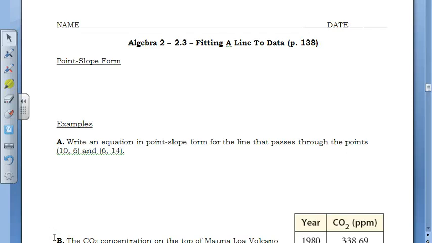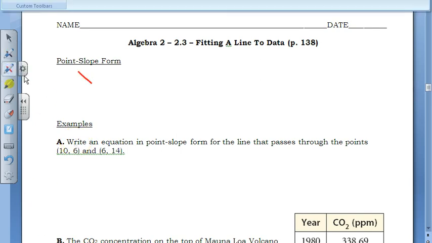This is Algebra 2A, Section 2.3, Fitting a Line to Data. Point-slope form is a new format for a linear equation that we're going to do on this lesson.